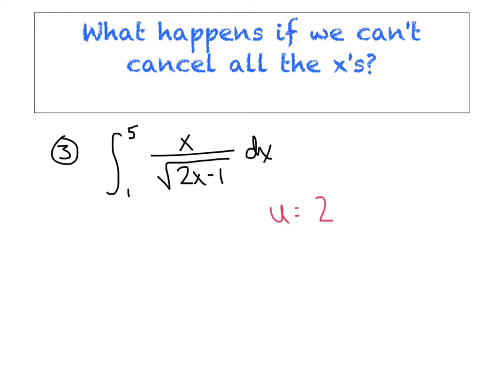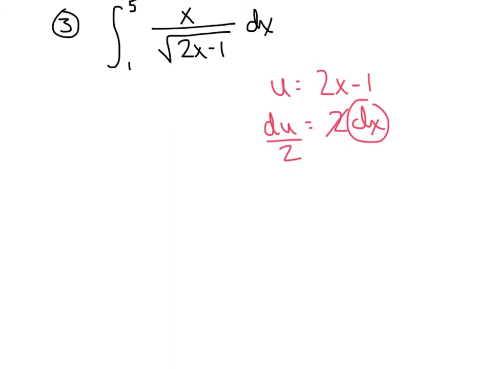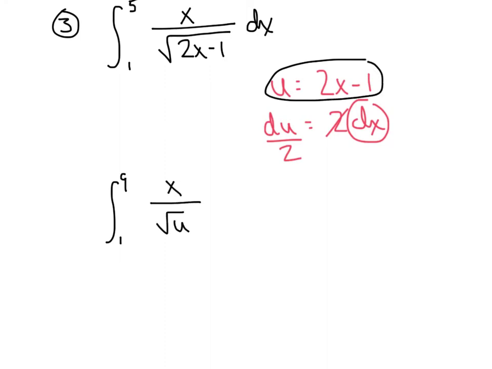I've still got the same inner function. If I differentiate, I still get the same derivative, of course. Move the 2 over so that the dx is by itself. Watch what's happening here. My new bounds we already proved were 1 and 9 after I plugged them into this expression. I've got x over radical u times du over 2. Do you see the problem? There usually was an x right here so that I could cancel it out with this x. Well, the problem is there's no x down here, so it's impossible for me to make that cancellation.